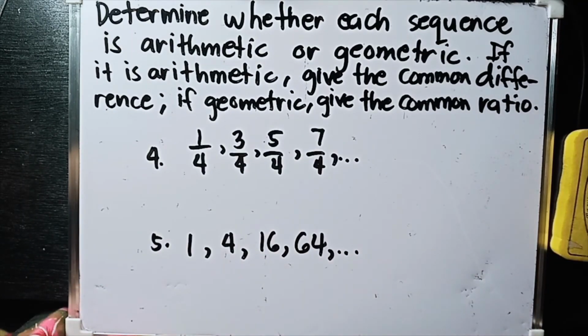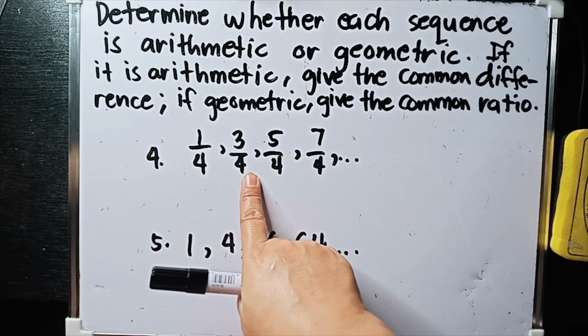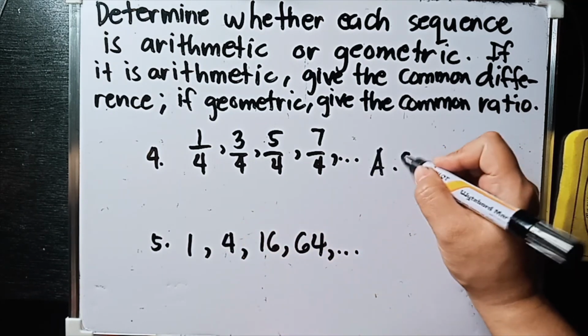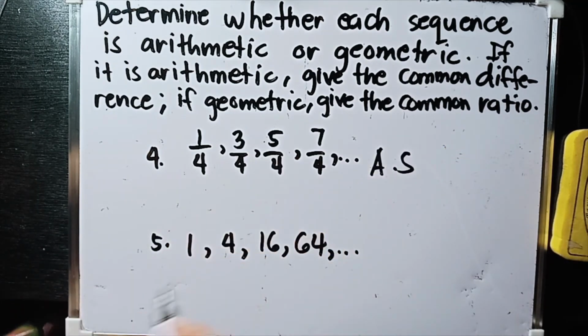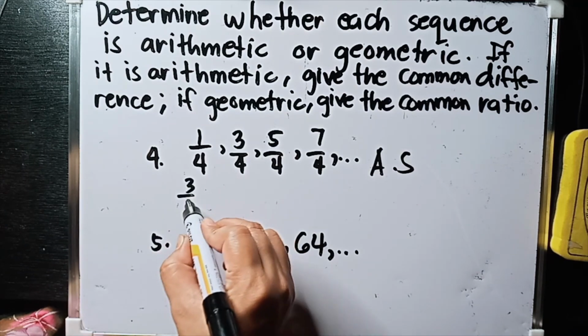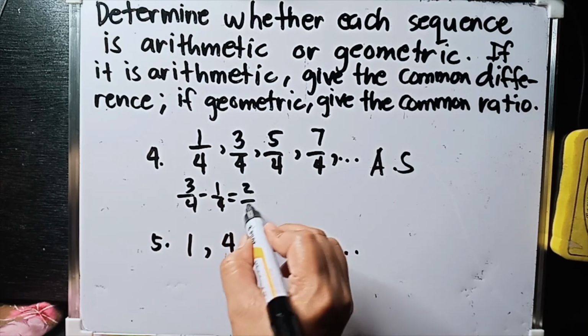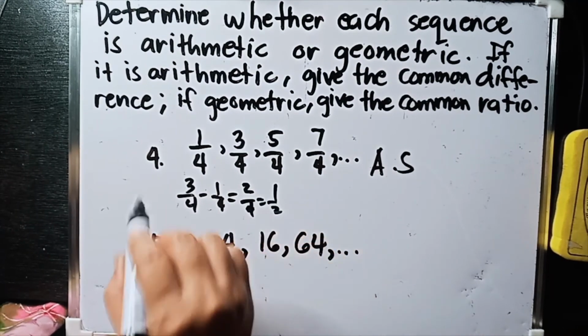Let us deal with the next given. We have 1/4, 3/4, 5 over 4, 7 over 4. So, obviously, this one is an arithmetic sequence. Let us try to get the common difference. We have 3/4 minus 1/4, we have 2/4 or 1/2.